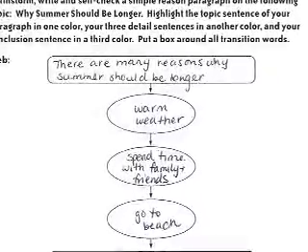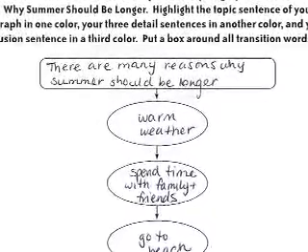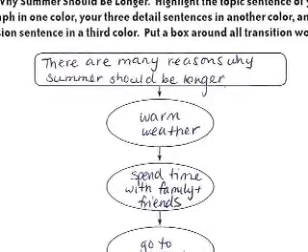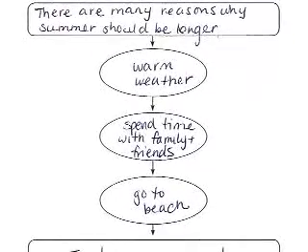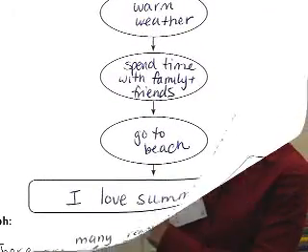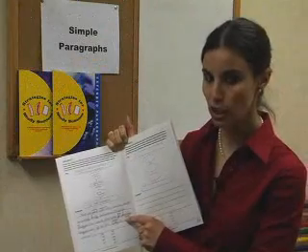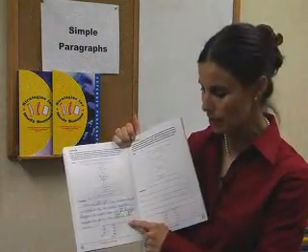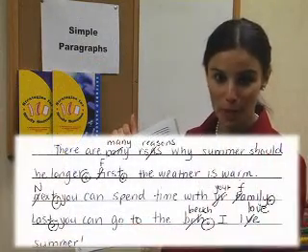In this case, the student chose to write in the first rectangular box at the top, "There are many reasons why summer should be longer." For the detail bubbles, a student wrote warm weather, spend time with family and friends, and go to beach. And for the conclusion sentence, I love summer. If you'll notice below, when the student converted each of those bubbles into sentences for the paragraph, there were different mistakes that were integrated, which is natural for many students.